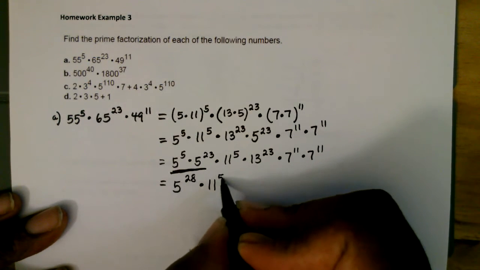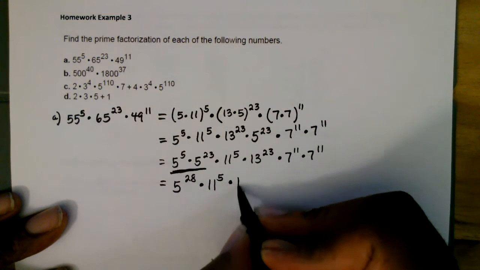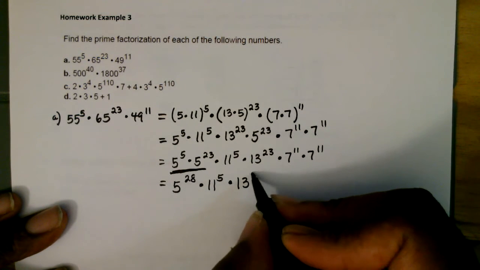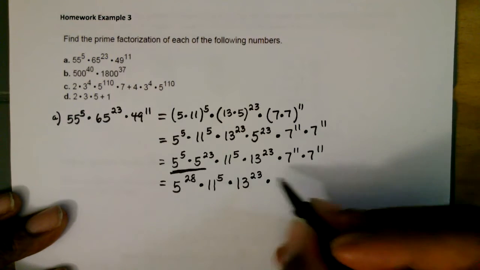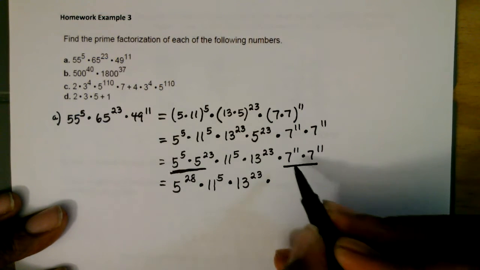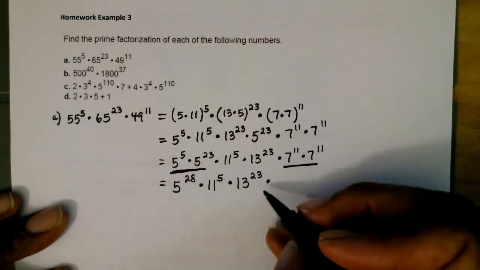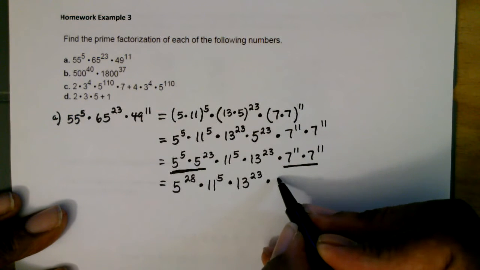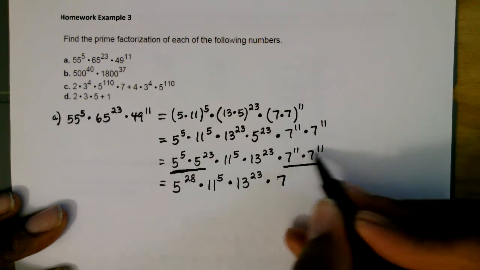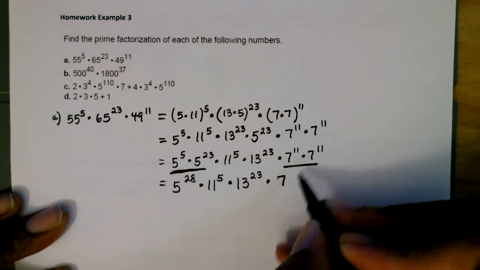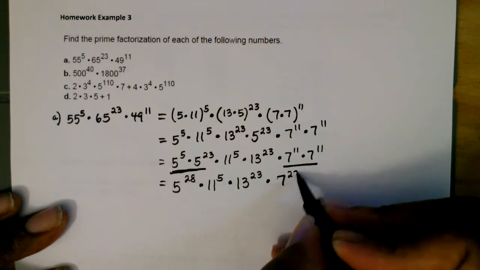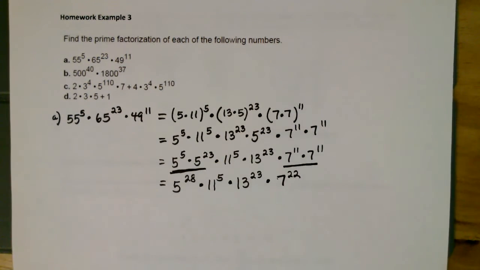Can't do anything with the 11 to the 5th, so I bring that down. I can't do anything to the 13 to the 23rd, I'll bring that down. But here, 7 to the 11th times 7 to the 11th. Multiplying powers of the same base, bring over the 7, add your exponents. 11 plus 11, that's 22. So this ends up being 5 to the 28 times 11 to the 5th times 13 to the 23rd times 7 to the 22nd.